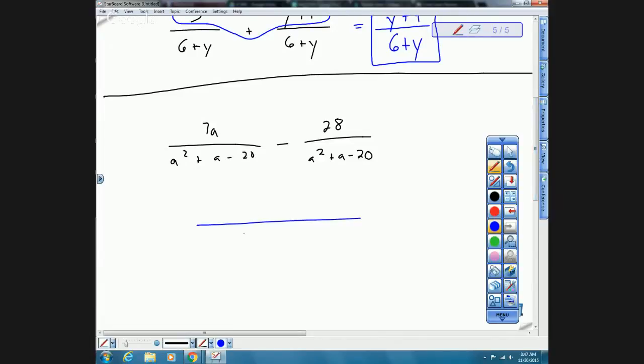All right, so again, my denominator is the same all the way through. So it just stays the same. And then I just have 7a minus 28. They're like terms, so just rewrite it as 7a minus 28.